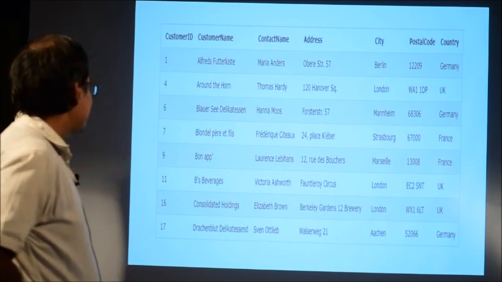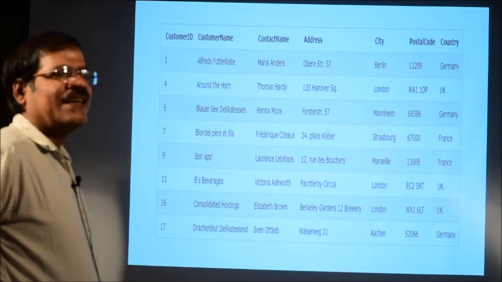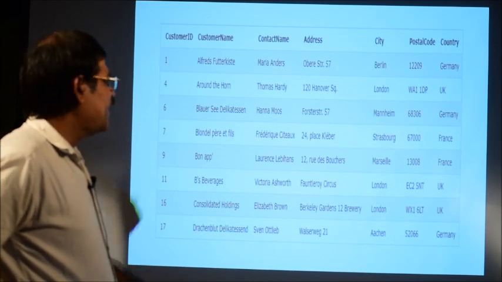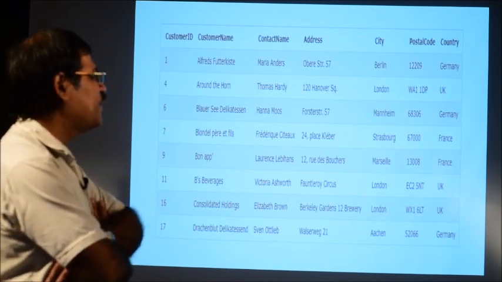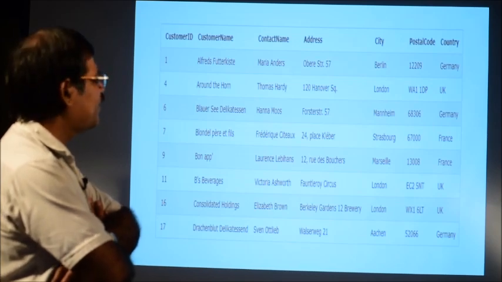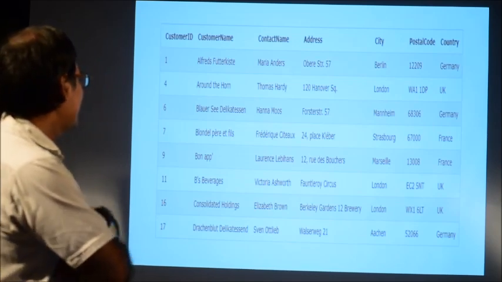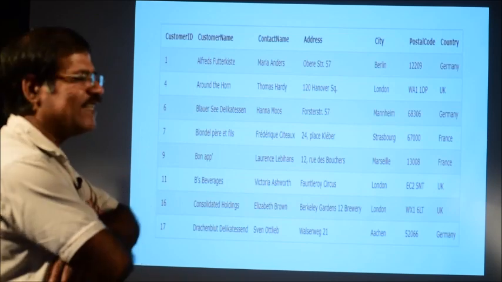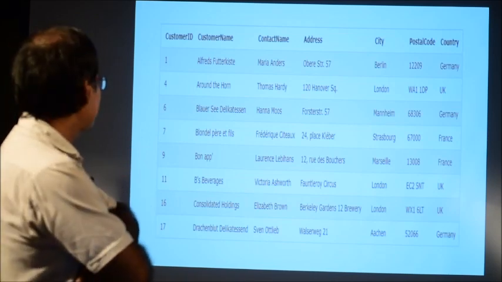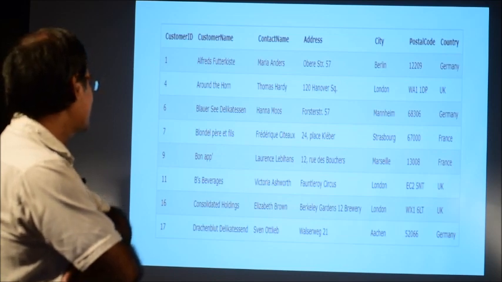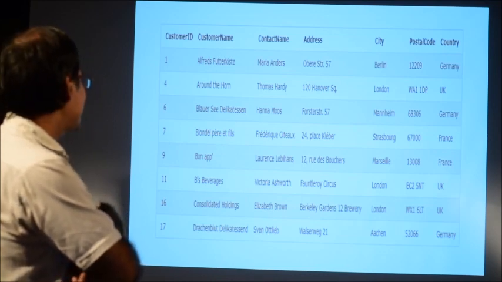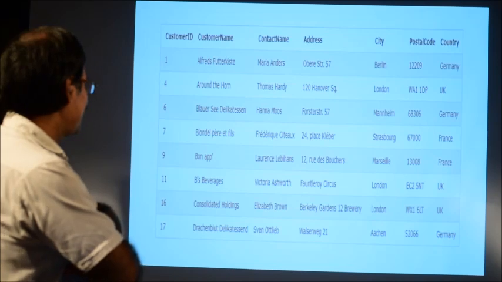Record number 8 is not selected because the country name may be some other country except Germany, UK and France, maybe Pakistan, maybe India or whatever country it may be. So that is why record number 8 or customer 8 is not selected. Customer 9 is selected because the country name is France. Customer 10 is not selected because it belongs to another country maybe.